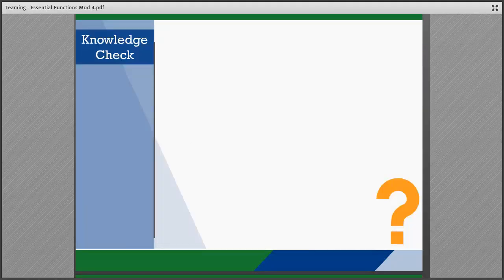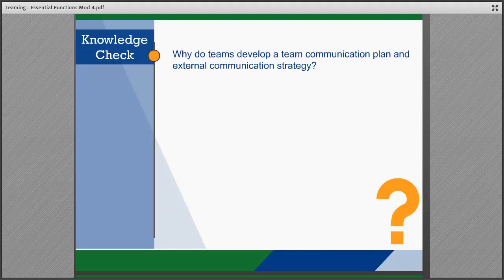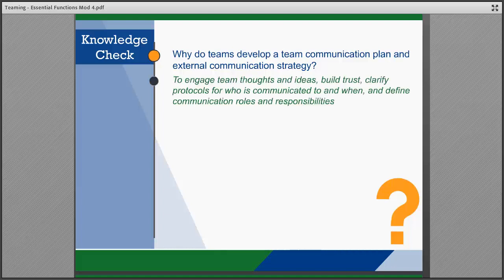Let's take a moment to check in on what you've learned about developing a team communication plan and external communication strategy. Why do teams develop a team communication plan and external communication strategy? To engage team thoughts and ideas and build trust, clarify protocols for who is communicated to and when, and define roles and responsibilities for communication.